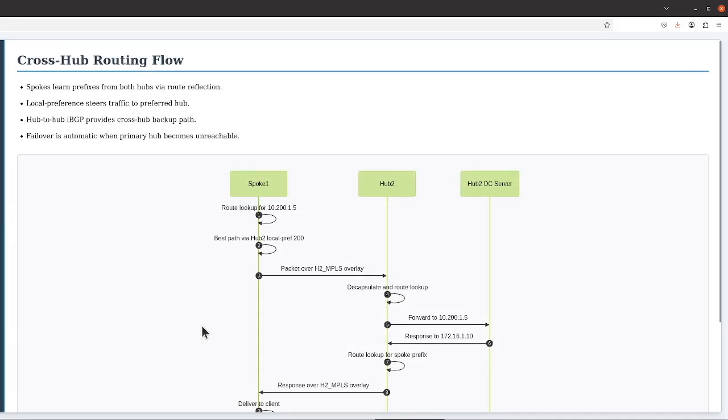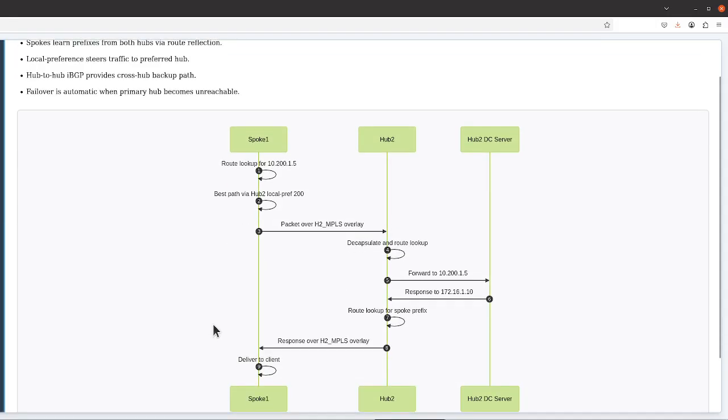Cross-hub routing flow. Let me walk you through this cross-hub routing sequence diagram. It shows how a packet from Spoke 1 ultimately reaches a destination that lives behind Hub 2's data center, traversing the cross-hub BGP routing we have been configuring. The scenario starts with Spoke 1 needing to reach IP 10.200.1.5, which is a server in Hub 2's data center.